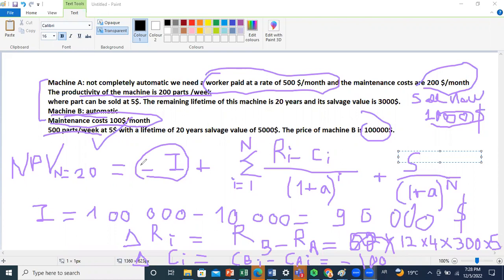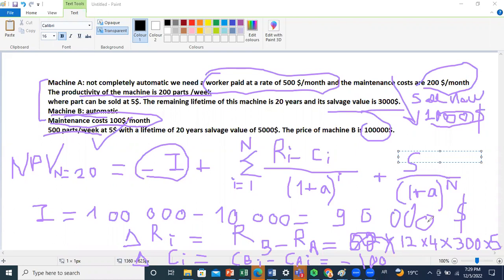Now, I should pay attention that if I'm doing the replacement of A by B, I can sell A now. This is why they should give me not only the salvage value of A, I should know if I want to sell it now, what will be the price. So they gave me that I can sell it now at $10,000 while I need $100,000 to buy B. So I can say that the initial investment in overall is 100,000 minus 10,000, which is $90,000 now. This is paid now.